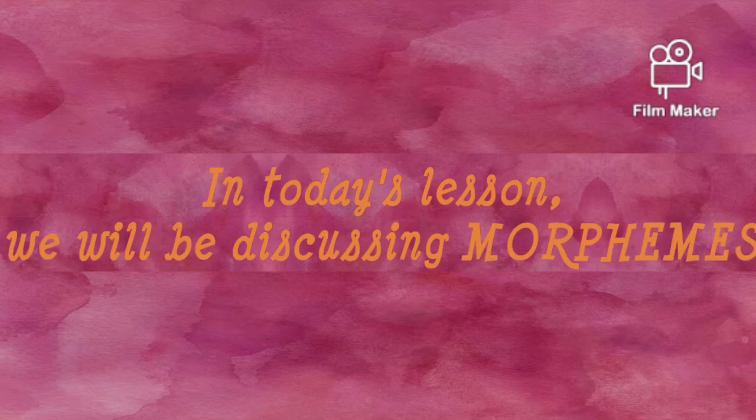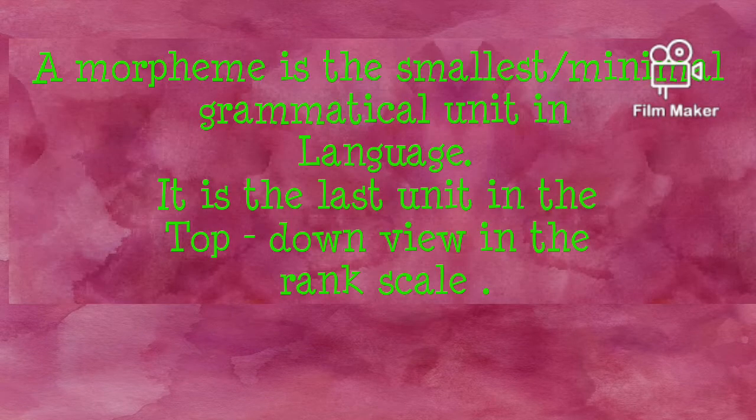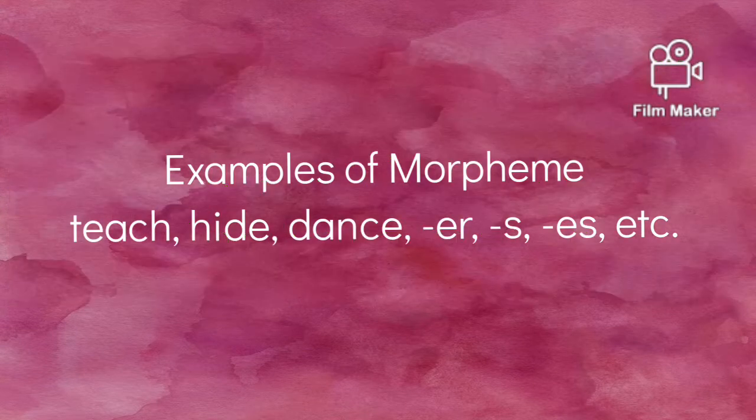Now, let's look at the meaning of morphemes. A morpheme is the smallest or minimal grammatical unit in language. It is the last unit in the top-down view and the first unit in the bottom-up view in the rank scale. So here we mean a morpheme cannot be broken down into any other grammatical unit. So we are saying that in the rank scale it is the last, considering the top-down view, and in the bottom-up view it is the first.